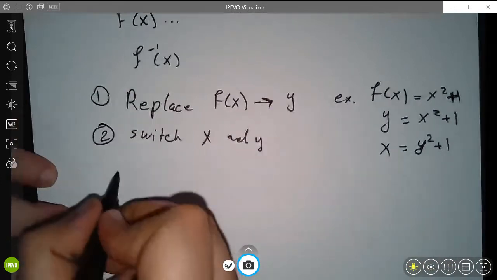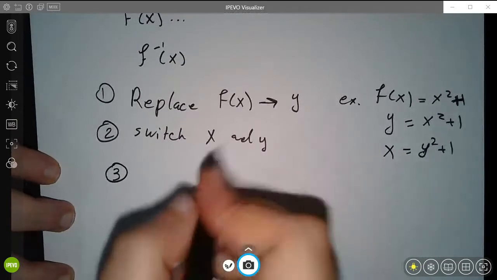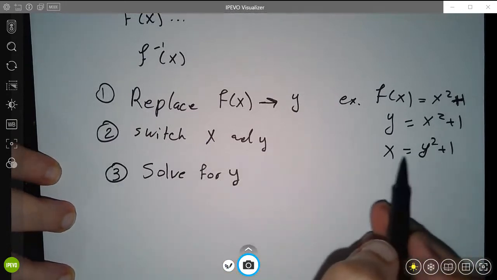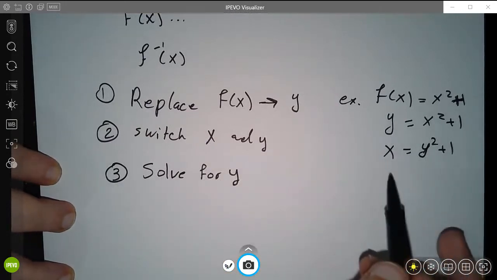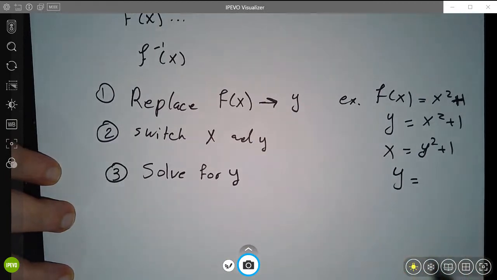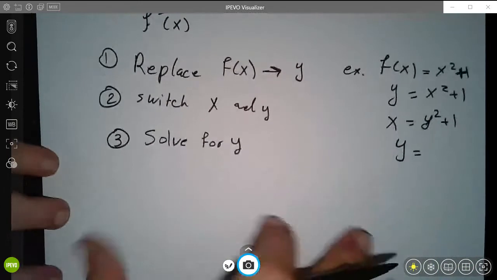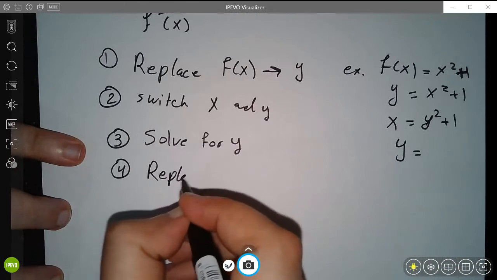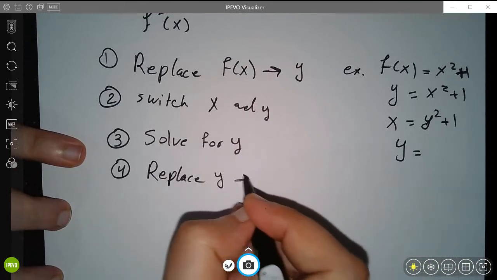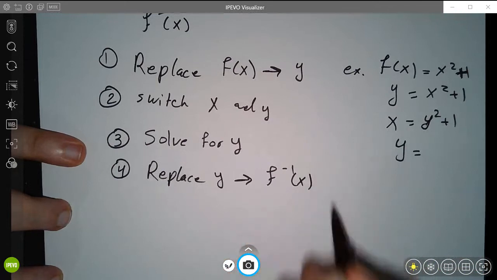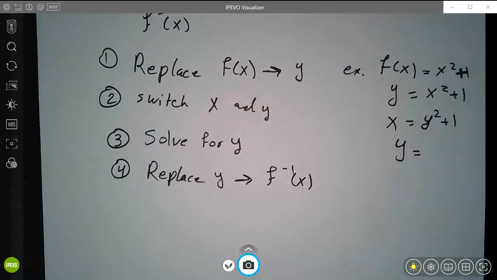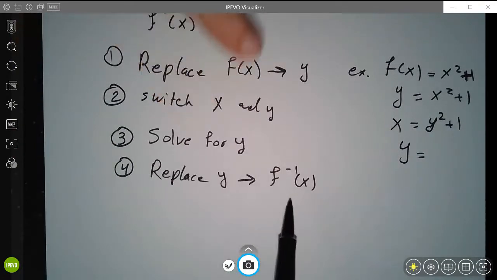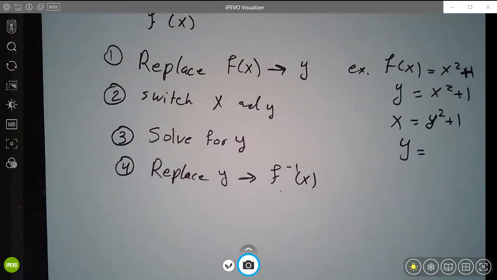Yes? Third step would be to solve. I want you to solve for y, because now you have an equation in terms of x. Rewrite this, resolve, so that it would be y equals again. And once you're done, number 4 would be replace the y with f inverse of x. Okay, so those are our 4 steps. Remove f of x, place a y. Switch x and y, solve for y, and then remove the y and put f inverse instead.